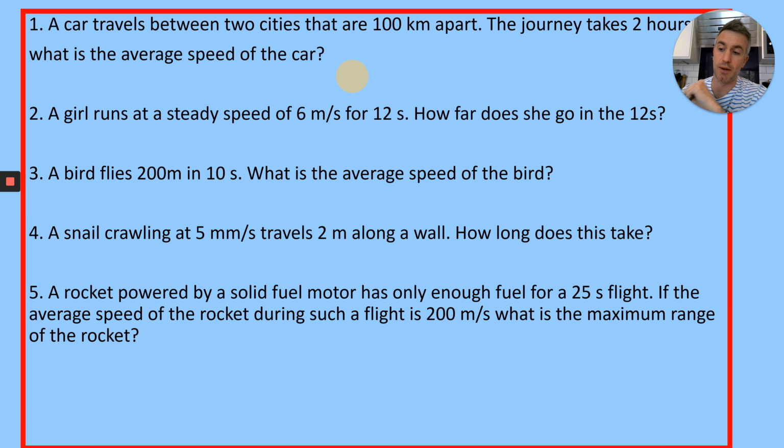A snail crawling at 5 millimeters per second travels 2 meters along a wall. How long does this take? And a rocket powered by a solid fuel motor only has enough fuel for 25 seconds flight. If the average speed of the rocket during such flight is 200 meters per second, what is the maximum range of the rocket? So, pause the video, answer the questions. Go.